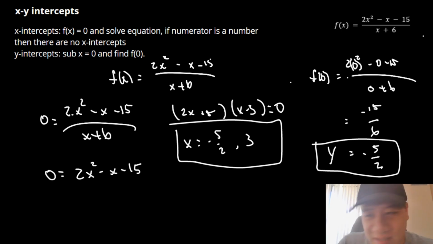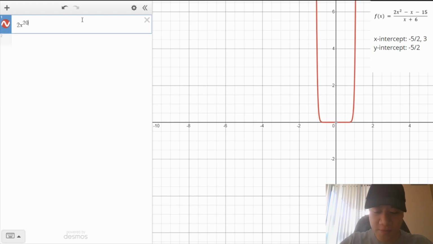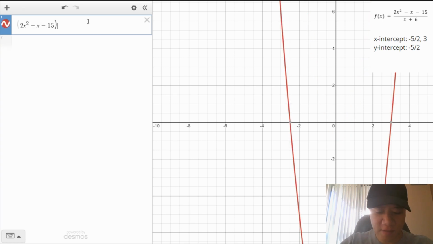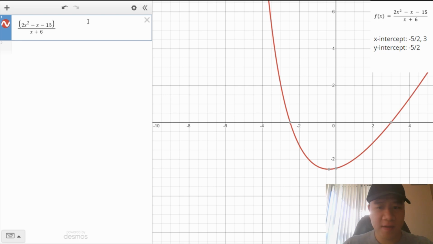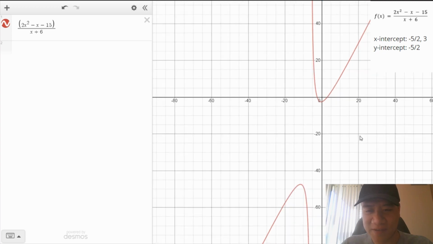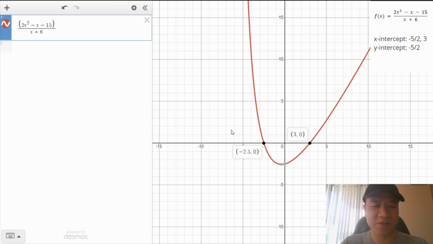Alright, let's go to Desmos and confirm this, just so we can see it once again. So, let's put in 2x squared minus x minus 15 all over x plus 6. Okay, so this is what a rational function looks like. We kind of zoom out, and we get our weird shape of the graph. But all we care about right now is our x-intercepts. You can see that there are two of them, one at 3 and one at negative 5 over 2, which we got over here, and our y-intercept, negative 5 over 2.